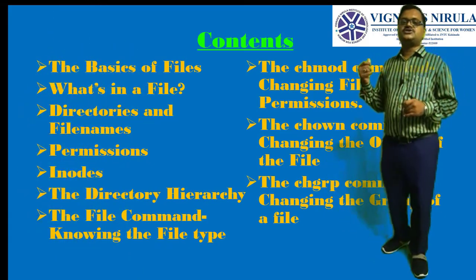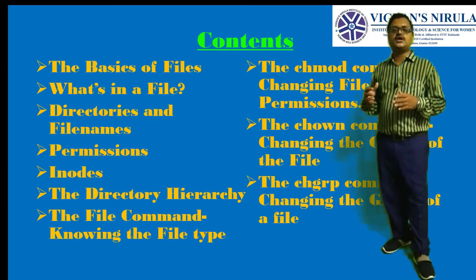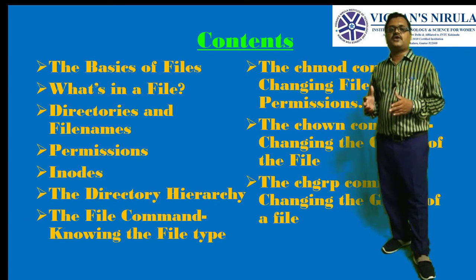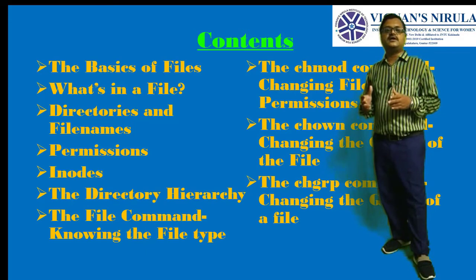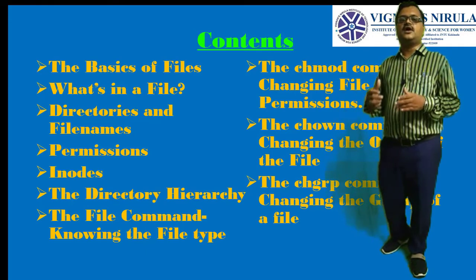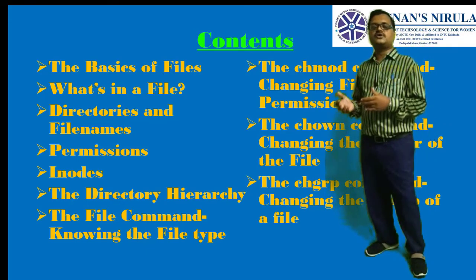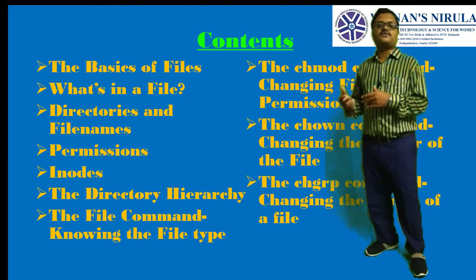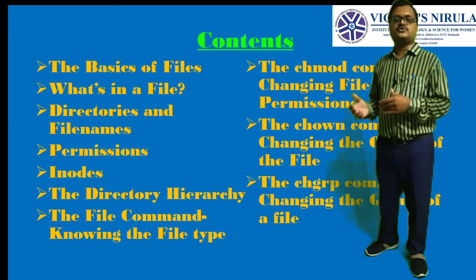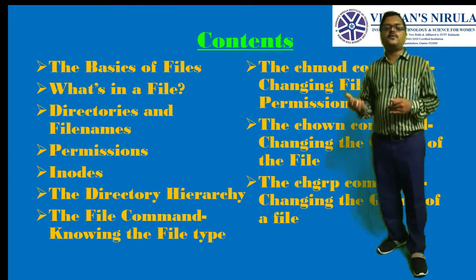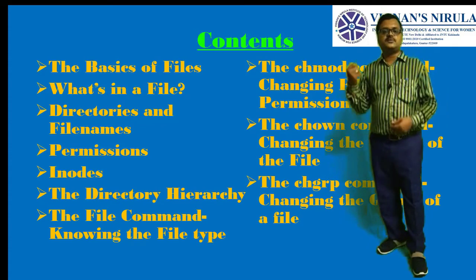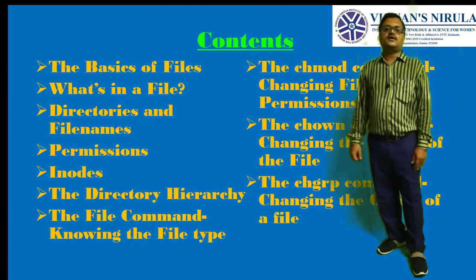Next is the chgrp command: how to change the group associated with a file or a directory. It simply means chgrp, space, new group name and the file name. In this way we can change the group associated with a file. So this is about the topics of discussion in unit 2.